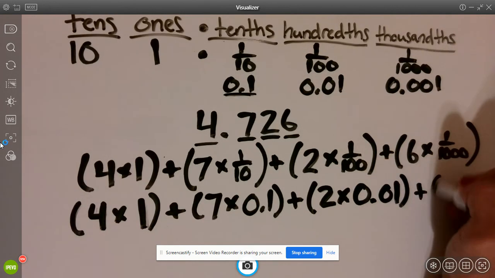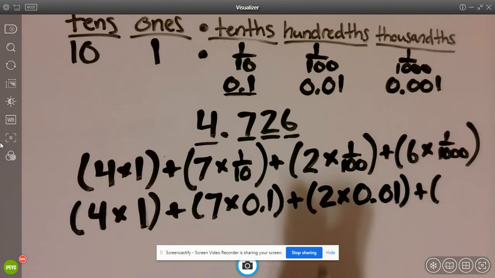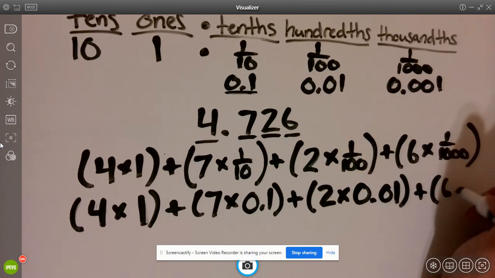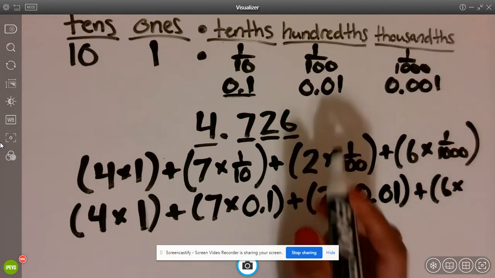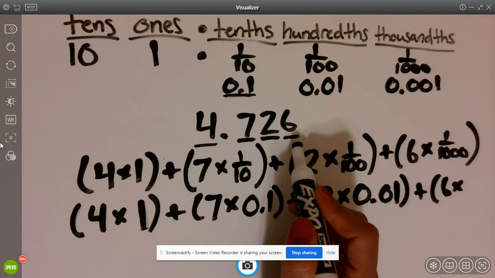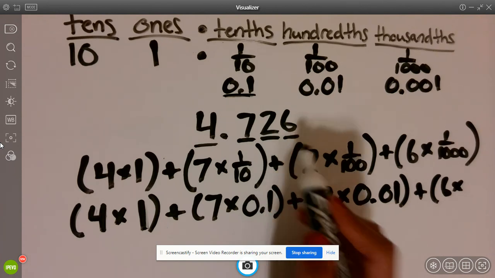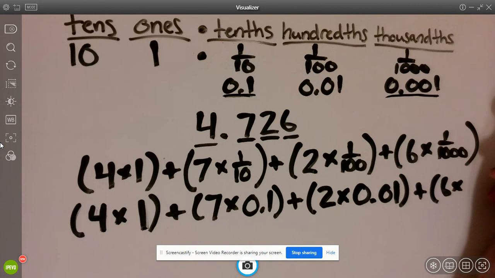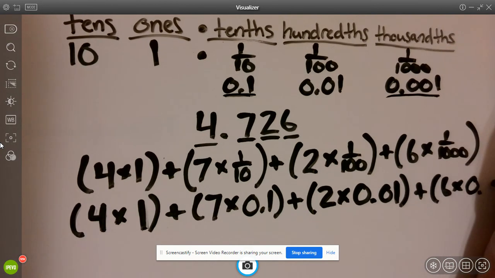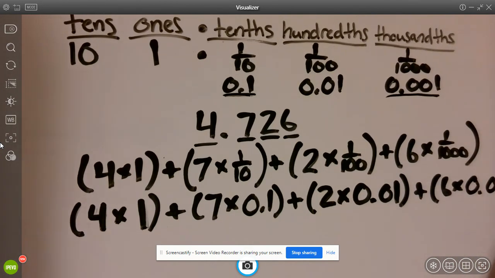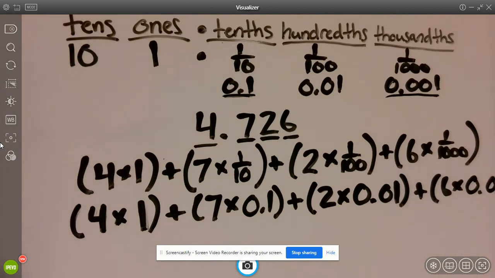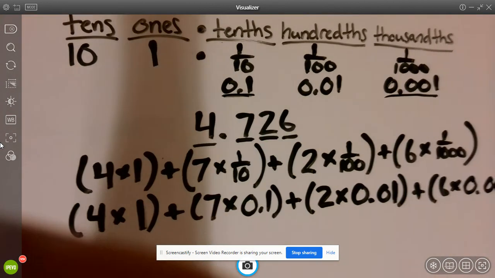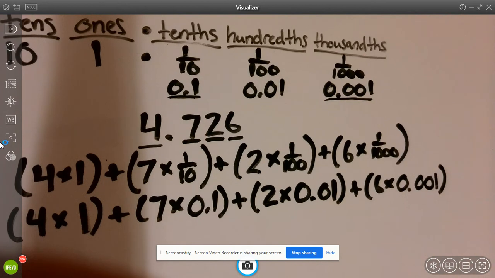Plus, my last number is a 6 times, and it is in what place value? The thousandths place value. So I write it as 0 and 001, 1,000. Oops, I'm sorry, you can't see that. There we go.